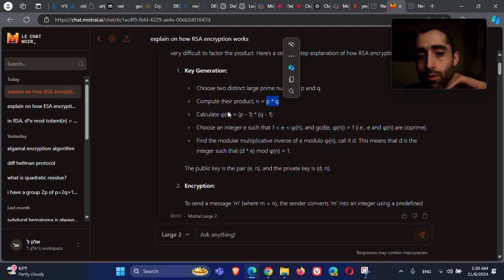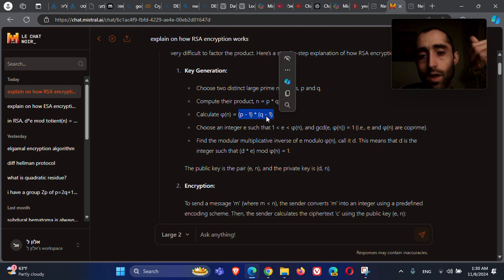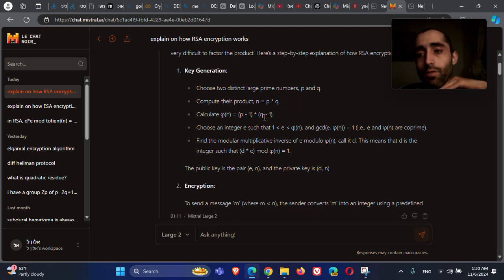Because it is hard to factor large numbers into their prime factors, it is hard to find the totient of n, because we need the factors of n to calculate it. Because of this, it is hard to find the inverse of e modulo the totient of n. If the attacker knew the totient of n, it would be easier for him to find d, the inverse of e, where we choose an integer e between 1 and the totient of n which is coprime, and then d times e modulo the totient equals 1.